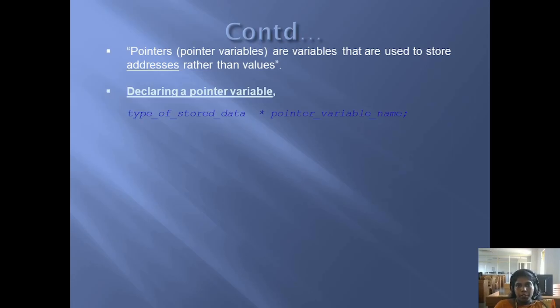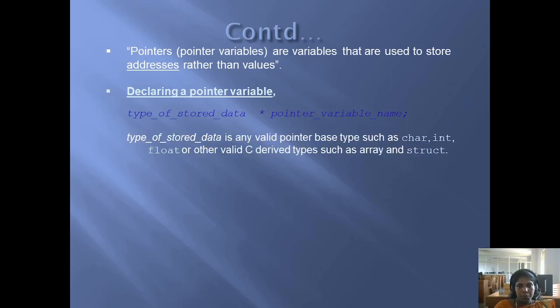How to create a pointer? The syntax is first the type of stored data, then the asterisk symbol followed by the pointer variable name and a semicolon. So what does it mean? The type of stored data is any data type, for example char, int, float, or anything for which we are going to create a pointer. Then the asterisk symbol is called the indirection operator or value at operator. Thereafter we can write the name the user wishes. It follows the same rules of an identifier.